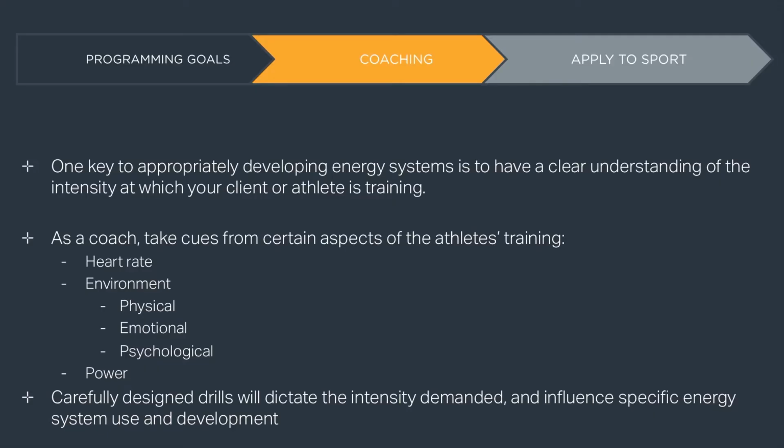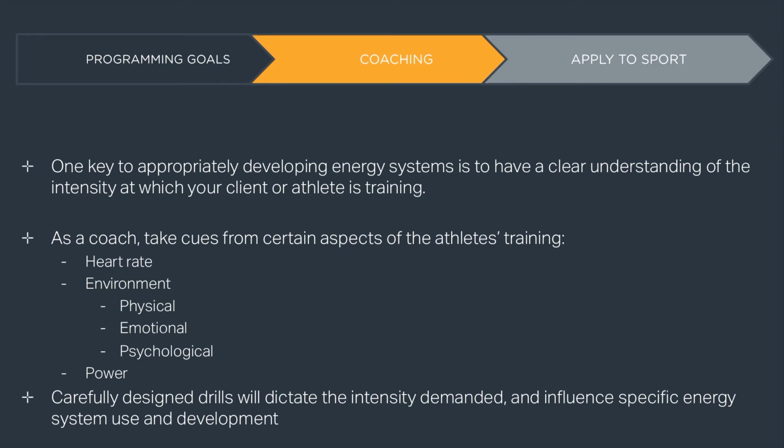Now, when it comes to coaching, one key to appropriately developing energy systems is to have a clear understanding of the intensity at which your client or athlete is working. And so we look at the ways that we measure intensity. As a coach, we know that we have to take cues from certain aspects of the athlete's training. With regards to heart rate, we understand that it's going to be affected by various environmental factors, physical and psychological as well as emotional. Power, though, is not. And so we look at where it's appropriate to apply one versus the other.